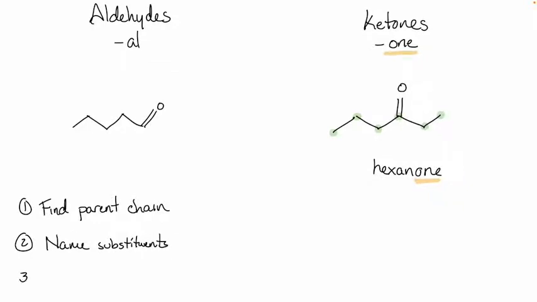All right, and then if I had substituents, I would name those as well. Those would be like if I had a methyl group or an ethyl group or something sticking off. I don't have that in this particular molecule. We'll do some more complicated examples that do. But the next step here is to number that parent chain.